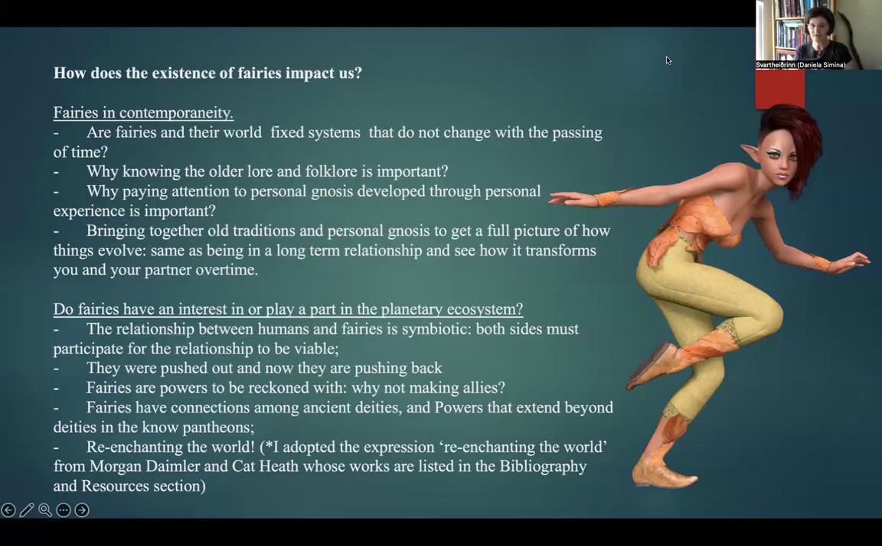So these are not fossilized beings and their world is not fossilized. There might be a time discrepancy between them and us, their world and ours, but nevertheless, they do change in the way they look and very likely in the way they interact with humans, which prompts the question, why is knowing the older lore and folklore important?